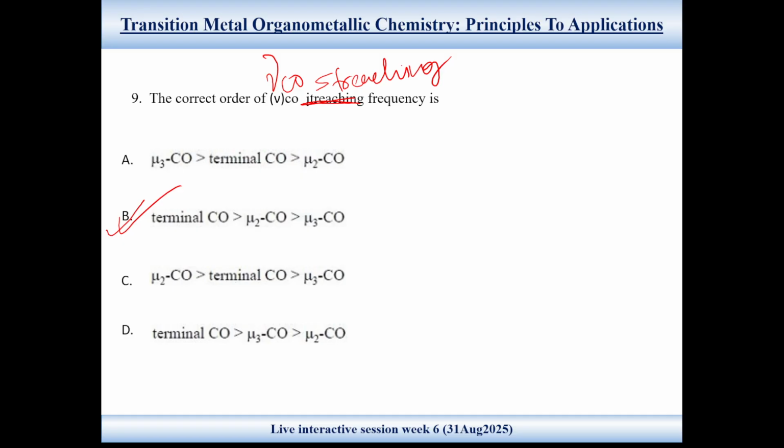So I would say, first, terminal carbonyl means the metal is attached directly to the carbonyl carbon. Then mu2 CO means CO is attached to two metals, that's why mu2. Then mu3 CO means the carbon is attached to three metal atoms.